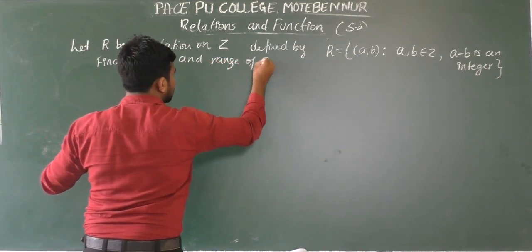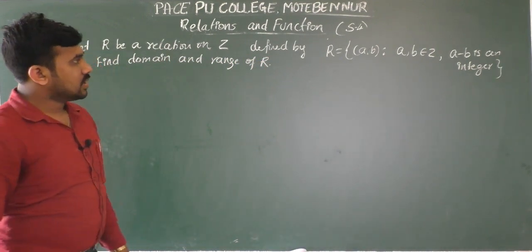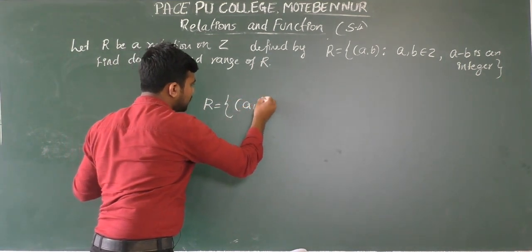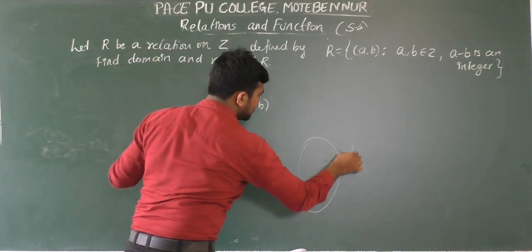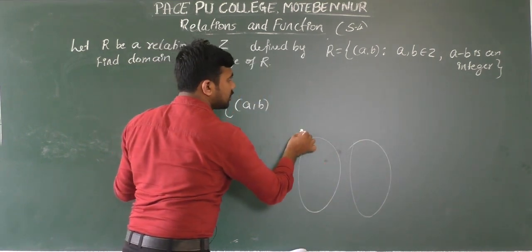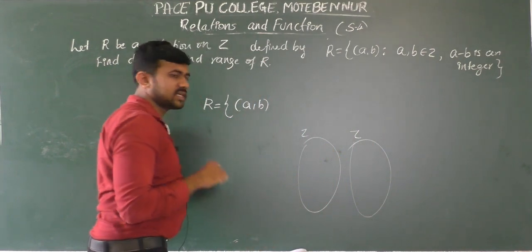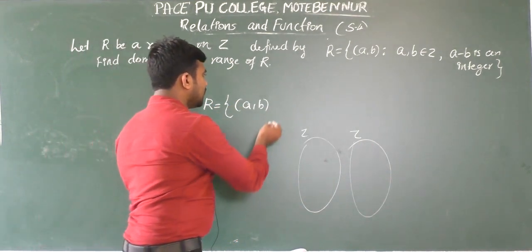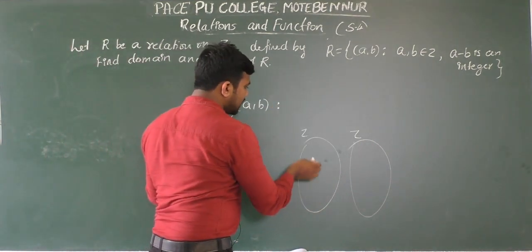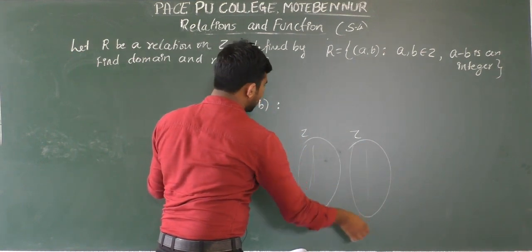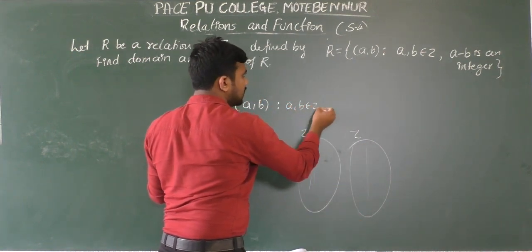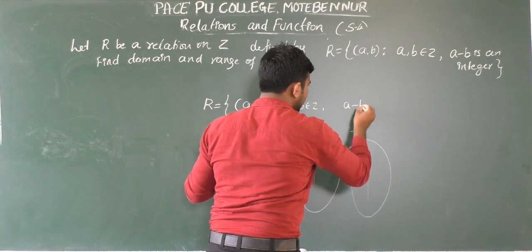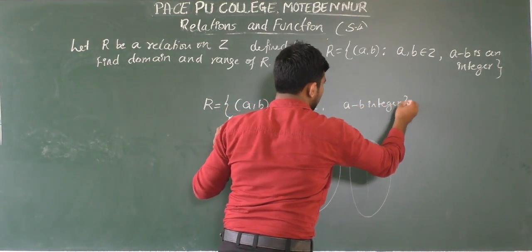See here, R is nothing but the set of all ordered pairs (a, b). It contains elements like this. The first set is A and the second set is B, and both sets are Z here because it is a relation on Z. Now how is it defined? Both are elements of Z, so a belongs to Z and b also belongs to Z, such that the difference of those two numbers should be an integer. a minus b should be an integer, and you want such a collection.